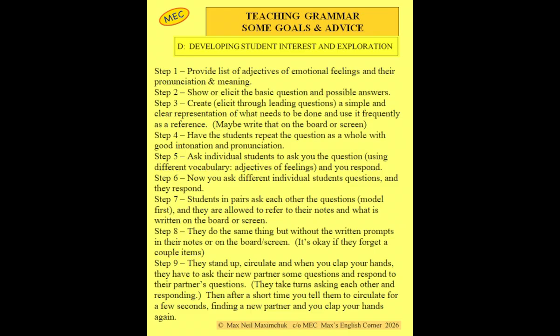Step 8. They do the same thing, but without the written prompts in their notes or on the board or screen. It's okay if they forget a couple of items. Step 9. They stand up, circulate, and when you clap your hands, they have to ask their new partner some questions and respond to their partner's questions. They take turns asking each other and responding. Then after a short time, you tell them to circulate for a few seconds, finding a new partner, and you clap your hands again.